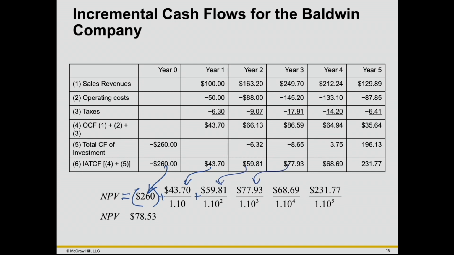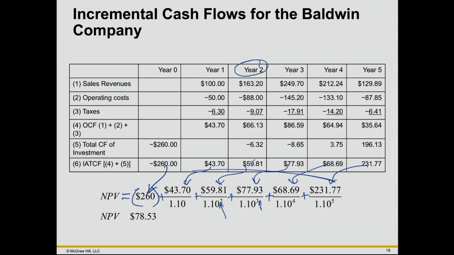This one, and finally this one. And there's a plus in here, all of these. Notice the exponent. Since this is 2 years out, the end of year 2, we discount that at 10% for 2 years. 3 years out, we discount it at 10% for 3 years, and so on.